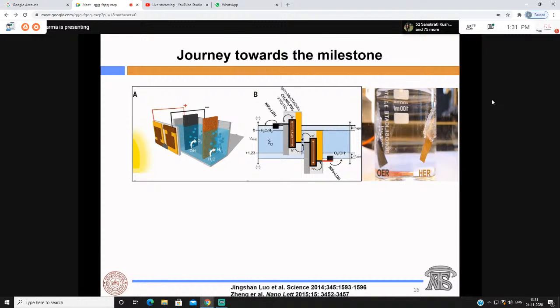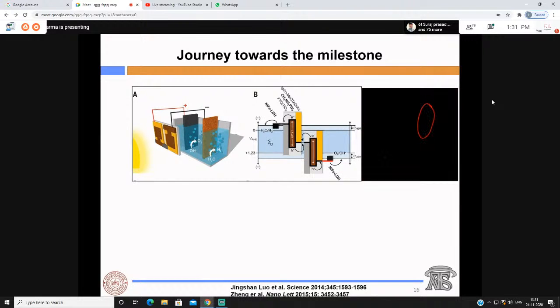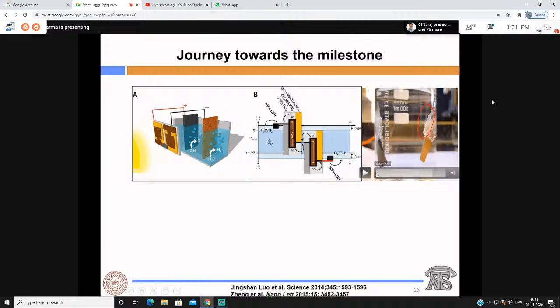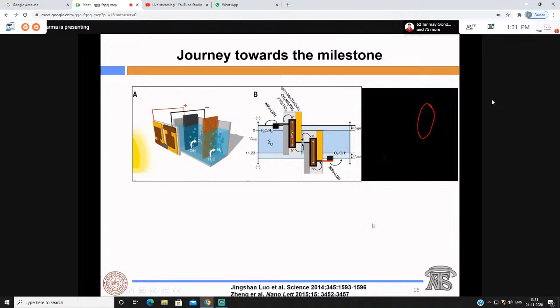So here the hydrogen evolution is visible clearly. However, the oxygen evolution, if you see, it is somewhere here. Very small bubbles you can see it is generating here. So that's how. But why did they keep the solar cell outside and not inside like in the previous case? Because for the perovskite solar cell, there's an issue of stability.